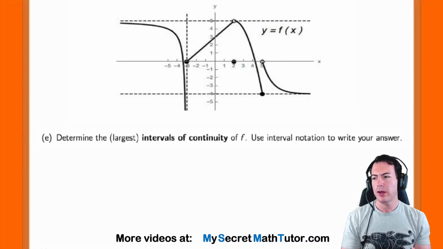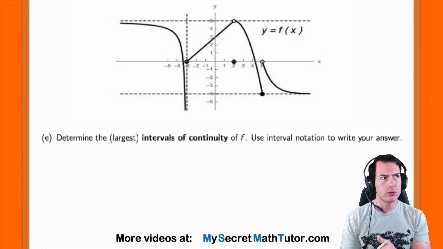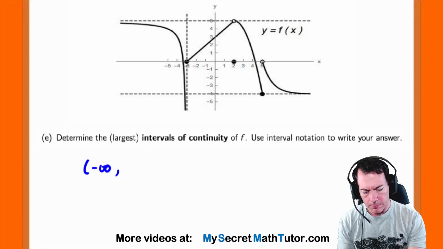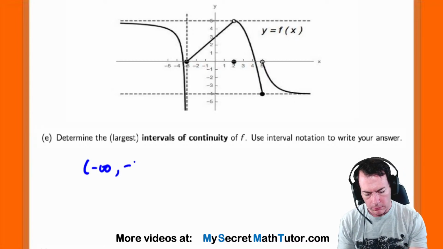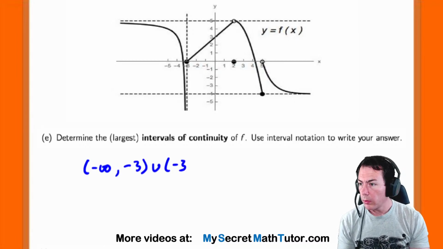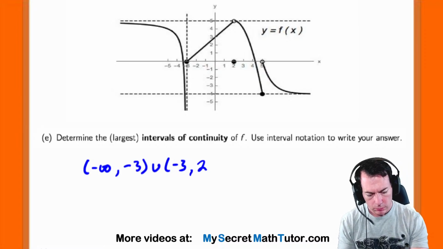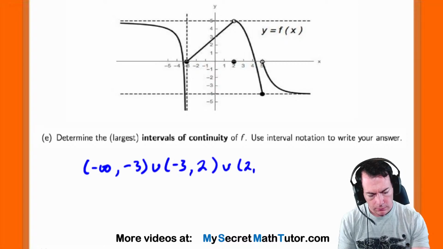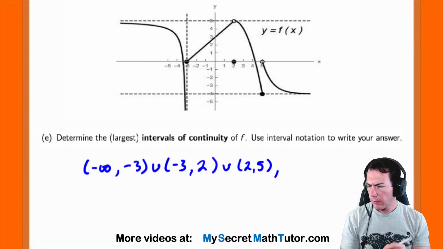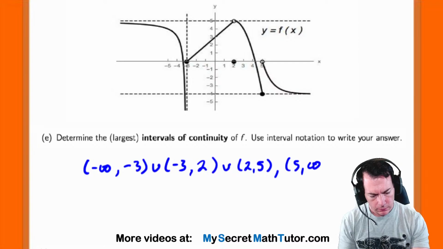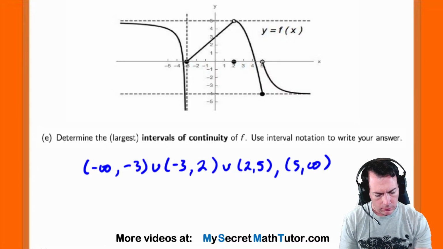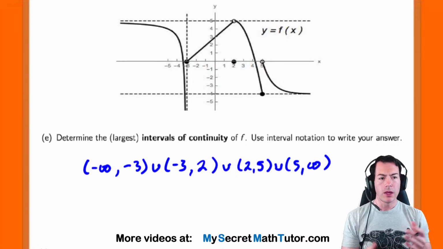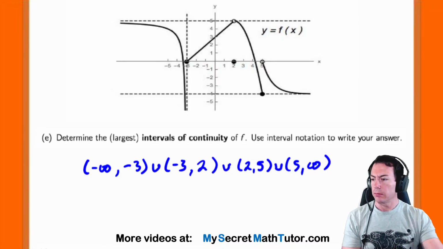So I'm simply going to write all of the intervals that do not include those places of discontinuity. So we could go from negative infinity all the way up to -3. We could go from -3 all the way up to 2. And we could go from 2 all the way up to 5. I think we have one more. Yep, we have after that 5 to infinity. Let's make sure we got our little union symbols in beneath all of those. So all of these would be our intervals of continuity.